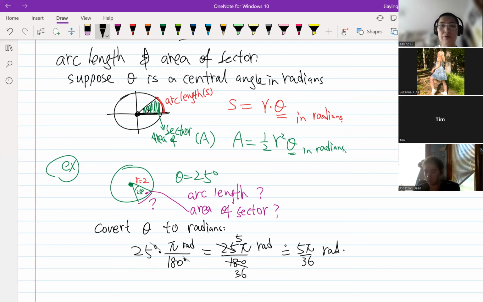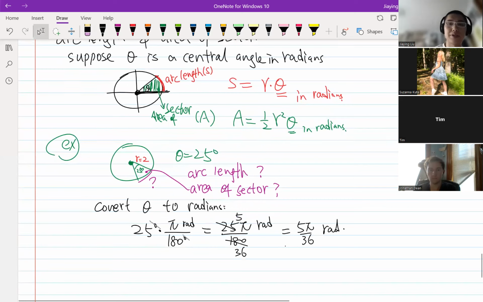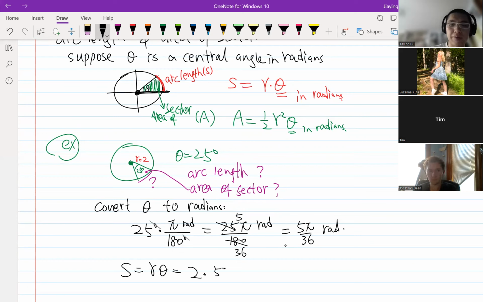Since I already know the radius is 2, I can find the arc length. So S equals R theta. So that's going to be 2 times 5 pi over 36. Cancel the 2 into the denominator, so we get 18. So we got 5 pi over 18. So that's the arc length.